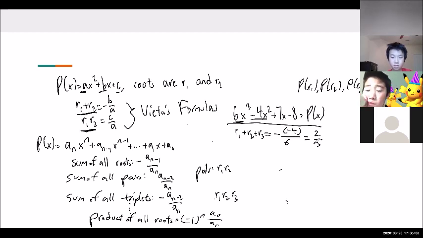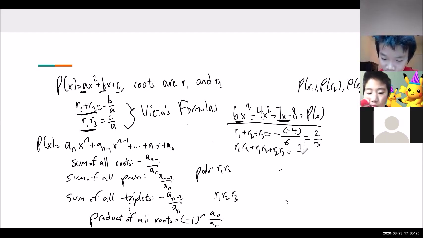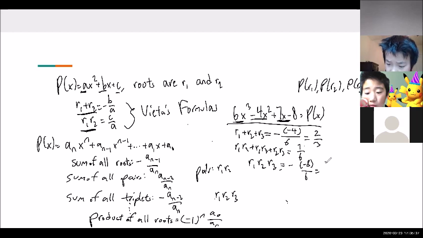And then the sum of all pairs, r1 r2 plus r1 r3 plus r2 r3, is equal to a_(n-2) over a_n. So that's the third term over the first term, which is equal to 7 over 6. And then the product, r1 times r2 times r3, is equal to minus the fourth term divided by the first, so it's 4 over 3. I hope y'all can see the pattern here. As you increase the number of roots that you multiply together, you move from one term to the next as you continue down.